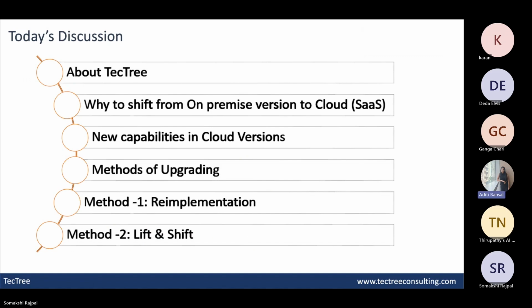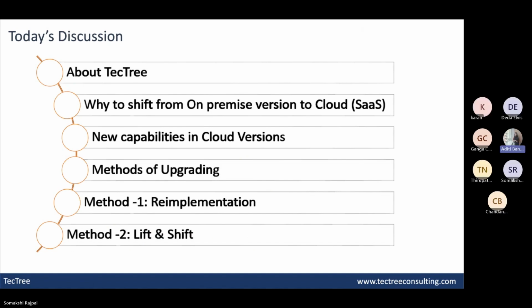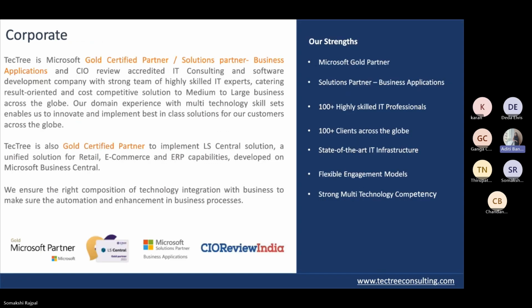So today we'll discuss why TecTree is shifting the on-prem version to cloud, new capabilities in the cloud version, and the methods of upgrading: method 1, reimplementation, and method 2, lift and shift. Now we will discuss TecTree, what we are and what we do.